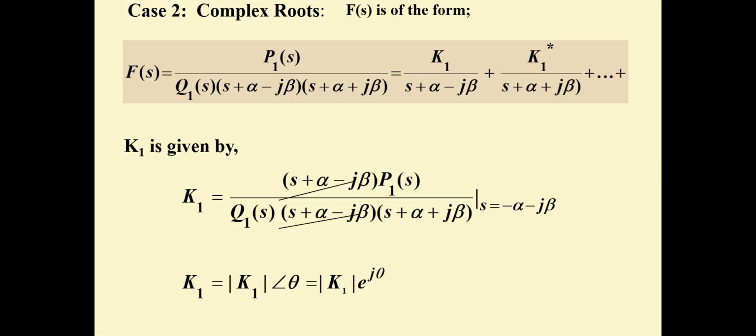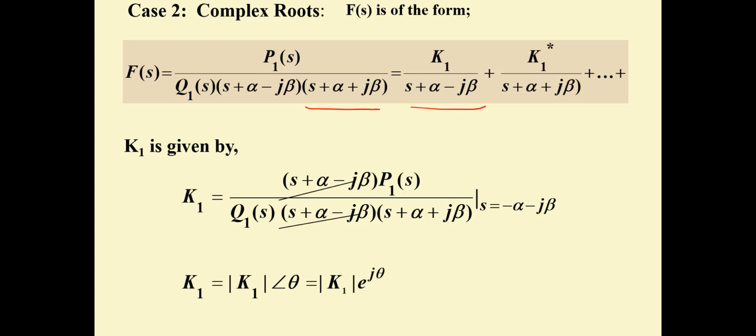complex roots like this one, P1 per S, Q1 S, S plus alpha minus j beta multiplied by S plus alpha plus j beta. So we can divide into two divisions, K1 per S plus alpha minus j beta plus K1 accent per S plus alpha plus j beta.